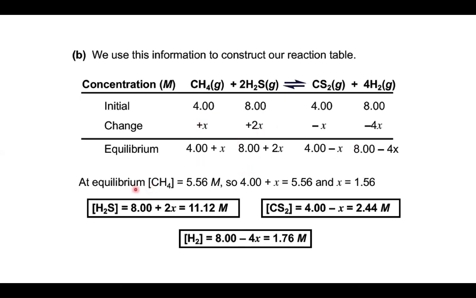And so we're told at equilibrium, the methane concentration is 5.56 moles per liter. So our X value must be 1.56, because our equilibrium value is 4 plus X, and that's equal to 5.56. So X must be equal to 1.56. That means we can just use that value for X, fill it in, and we can get the concentrations for the other things, the H2S, the CS2, and the H2. We're just doing some very simple algebra here.